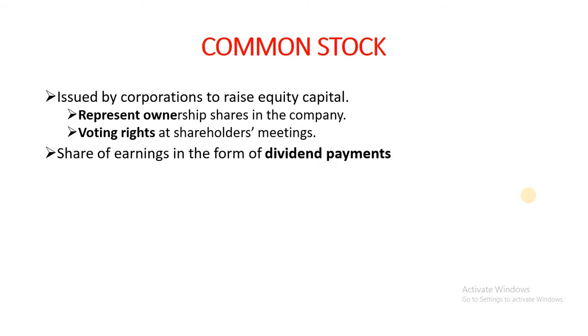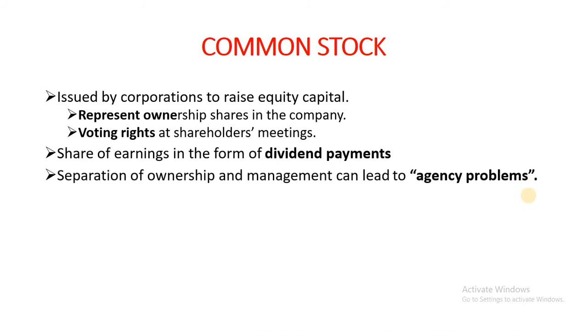Common stockholders also receive dividend payments as a share of earnings. Corporations are also separate from their owners and managers, which might lead to agency problems. However, there are some mechanisms to minimize agency problems. For example, managers are monitored and controlled by the board of directors. So, the board of directors has direct influence on the managers. Secondly, compensation packages can also be said to minimize agency problems.